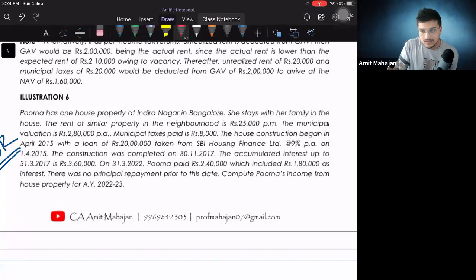It is not let out at all, so can I say self occupied? In self occupied, the net annual value is what? 0. So my 24A deduction is going to be 0. So what will I get? Only one deduction of 24B. Now if I want the 24B deduction, then what do I need to check? Was the construction ever completed? Construction got completed. Okay, try to identify from this mess what is the date of completion of construction.